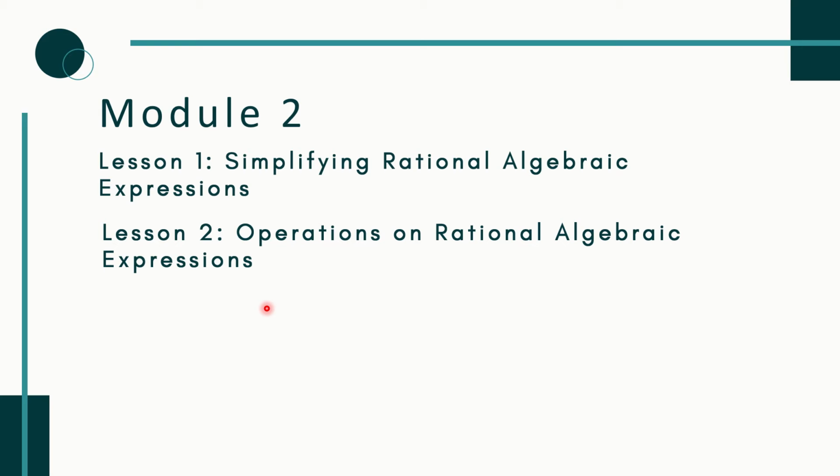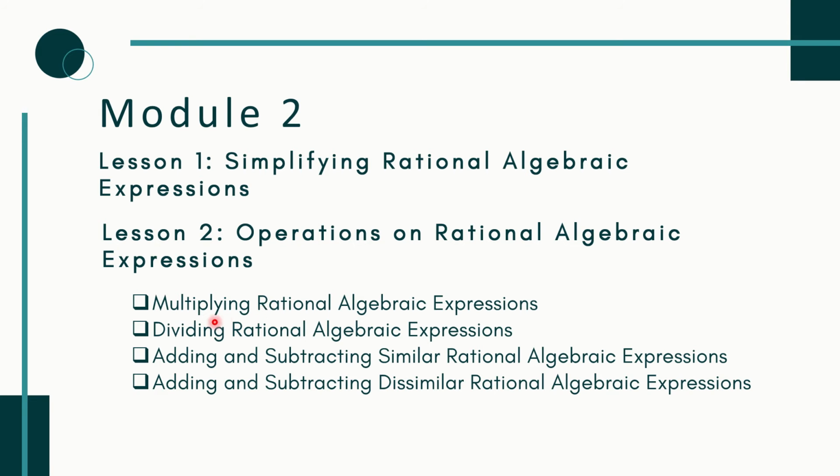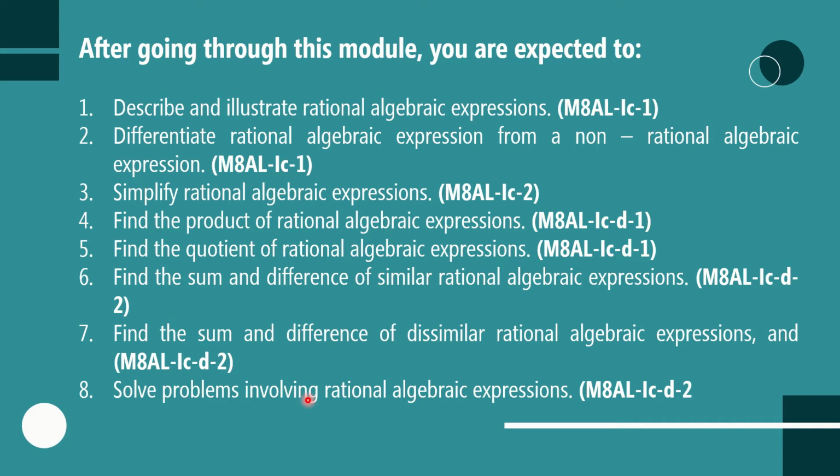These operations are: first, multiplying rational algebraic expressions; second, dividing rational algebraic expressions; third, adding and subtracting similar rational algebraic expressions; and lastly, adding and subtracting dissimilar rational algebraic expressions. But this time, we're going to know what are the specific things you need to master after learning this module.